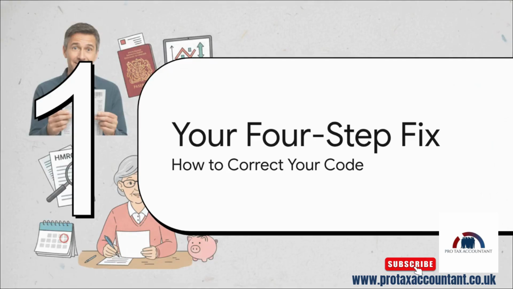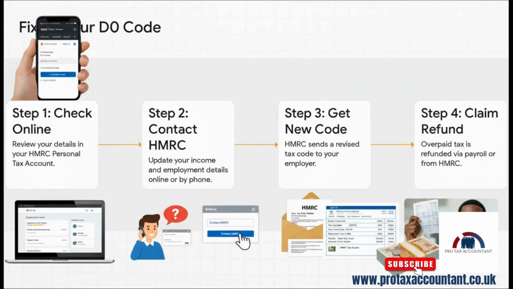So, what happens if you've done the maths and you're pretty sure your D0 code is wrong? Well, the good news is it's completely fixable, and you are absolutely entitled to get back every penny you've overpaid. Let's walk through the 4 steps to get it sorted. Here's exactly what to do.